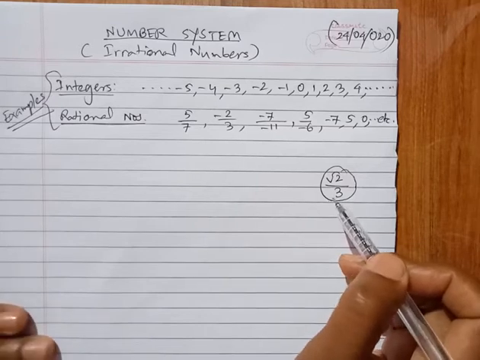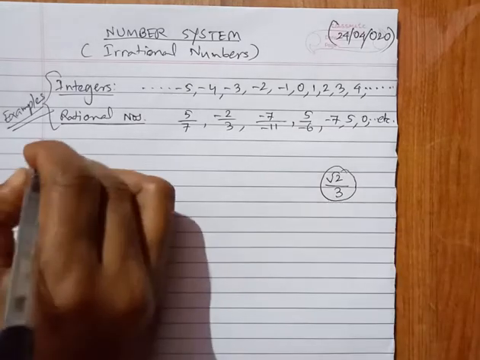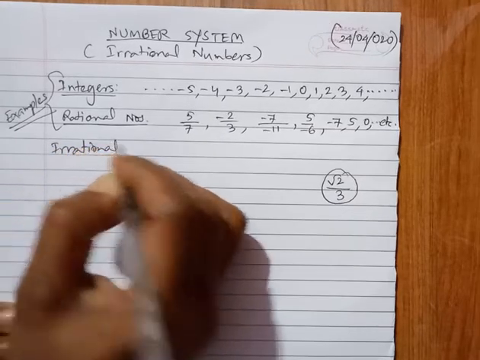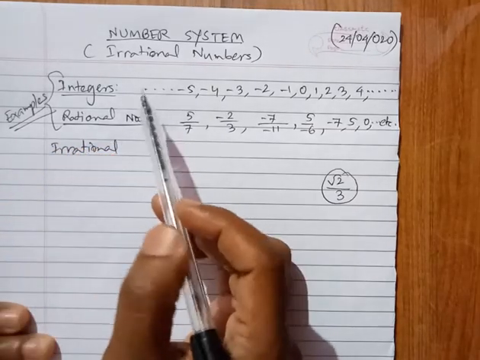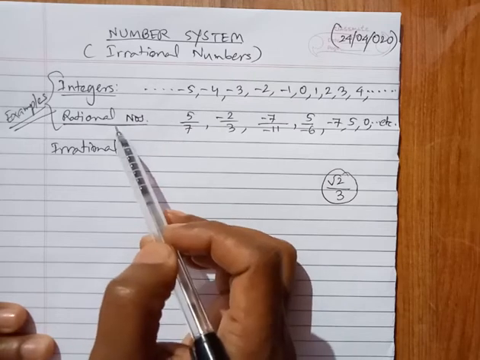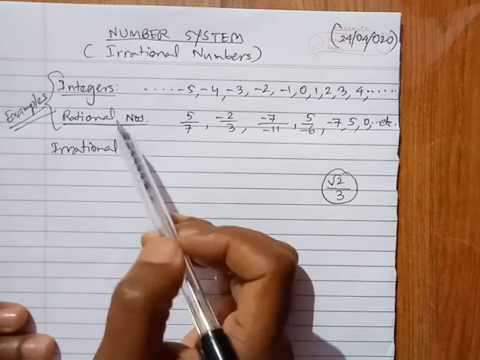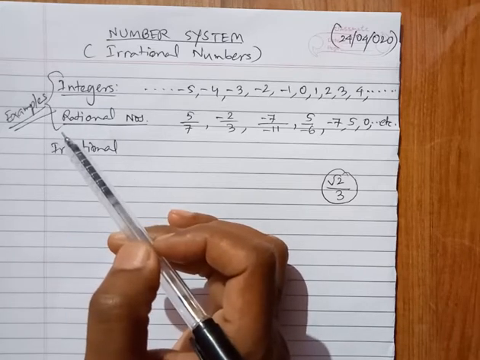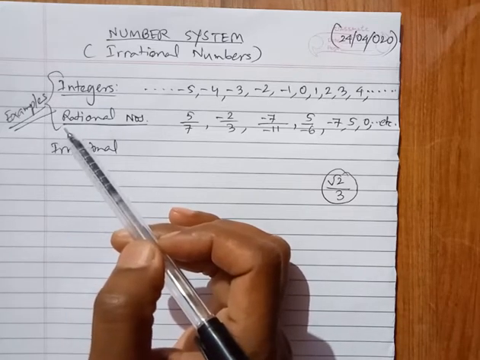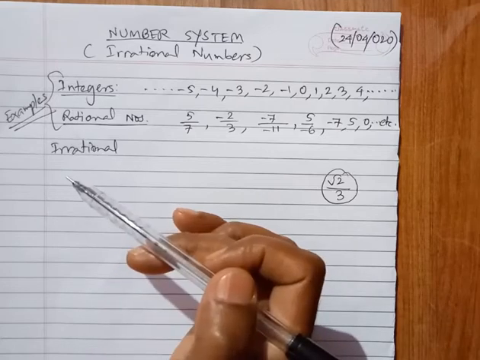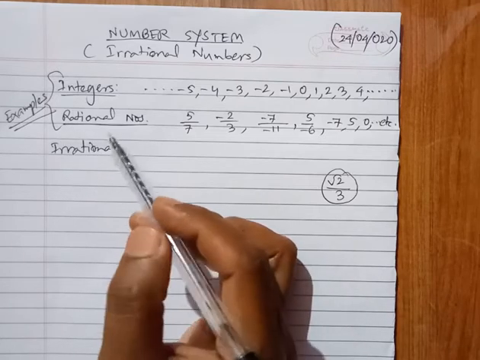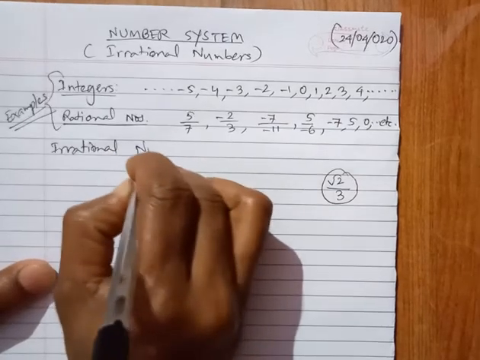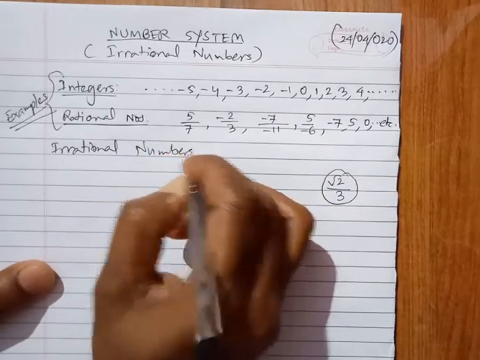So now write the definition of irrational numbers. In the previous class I gave the definitions of integers and rational numbers. Today I am showing them with the help of a few examples only, so that you can recall the concept of integers and rational numbers. Based on that concept, now I am giving you the definition of irrational numbers.